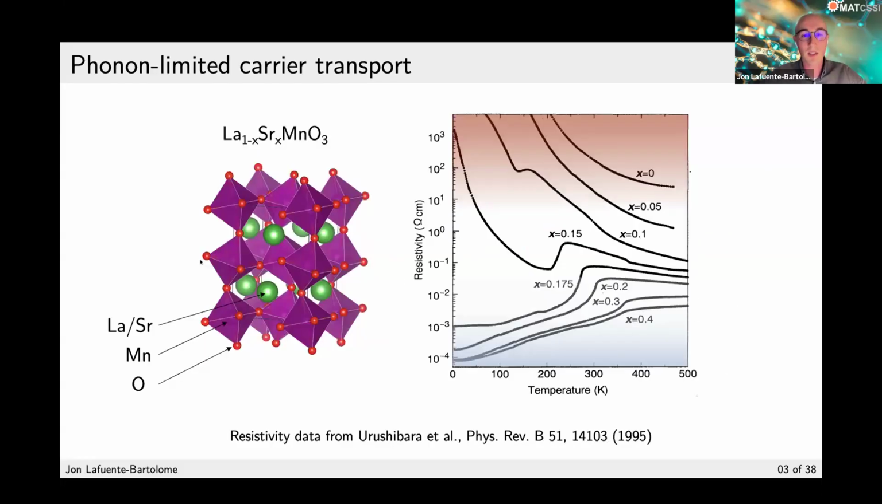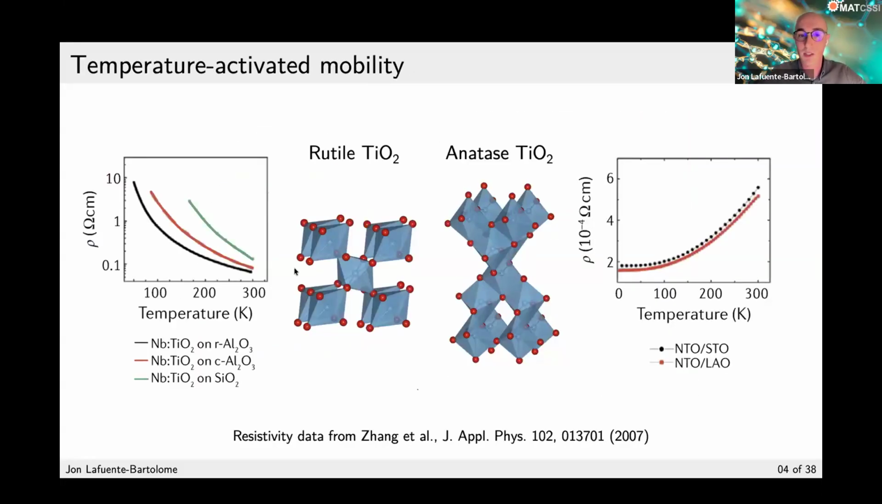But actually, one doesn't need to go to such complex materials. For example, in titanium dioxide, using the same exact chemical composition but a different structural motif in the rutile polymorph, experiments have shown that resistivity in this case also decreases with temperature. So it seems that the mechanism of carrier transport is completely different in rutile as opposed to anatase.